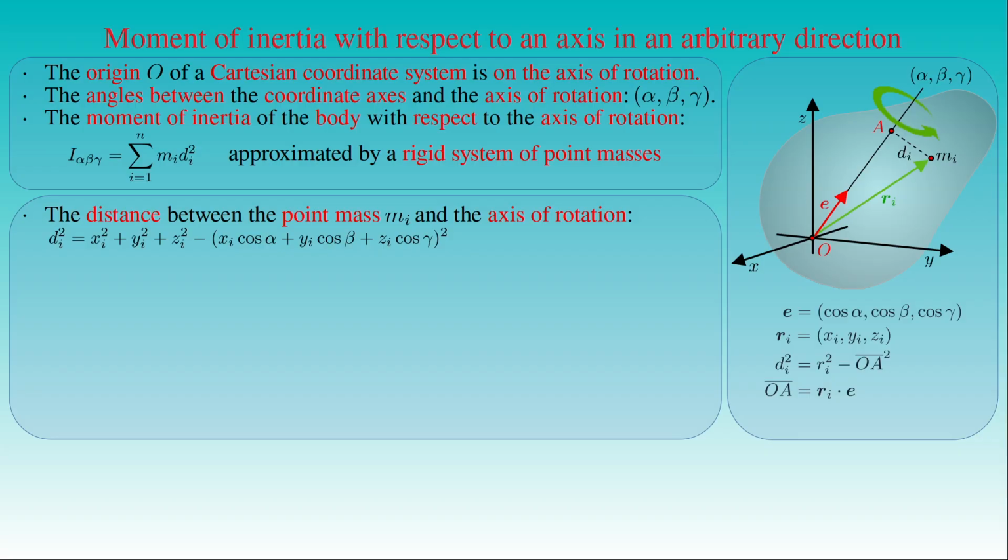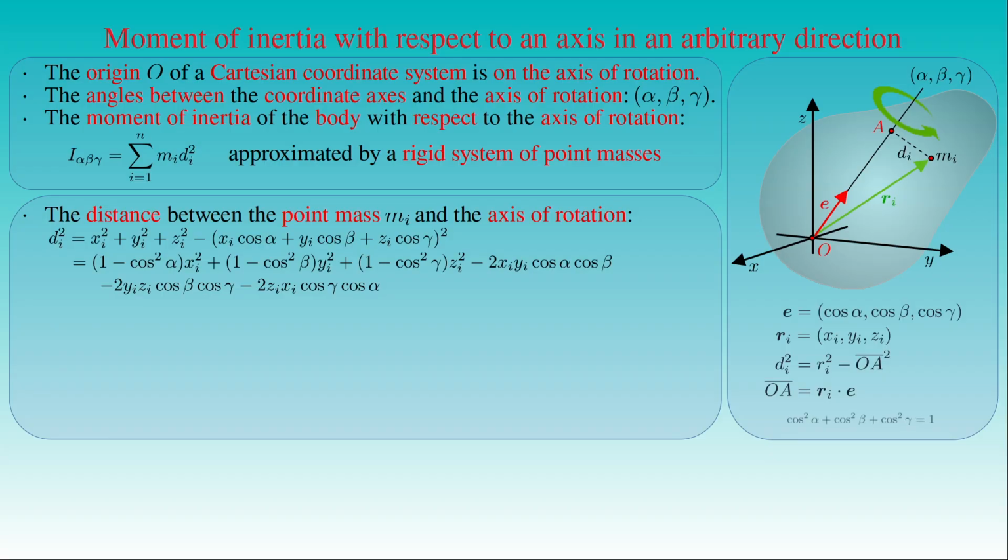In the right-hand side of this equation we can separate the terms containing the square of the Cartesian coordinates from the terms containing the products of these coordinates. Then the first group of the terms is given by 1 minus the square of cosine alpha times xi squared, plus 1 minus the square of cosine beta times yi squared, plus 1 minus the square of cosine gamma times zi squared. Whereas the second group is given by minus 2 times xi times yi times cosine alpha times cosine beta, minus 2 times yi times zi times cosine beta times cosine gamma, minus 2 times zi times xi times cosine gamma times cosine alpha.